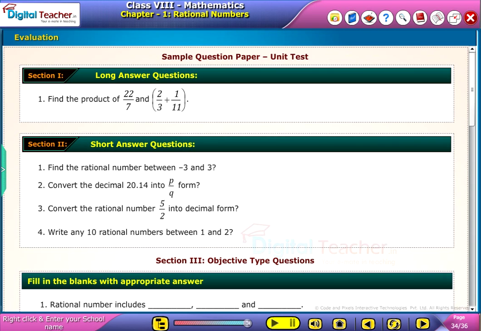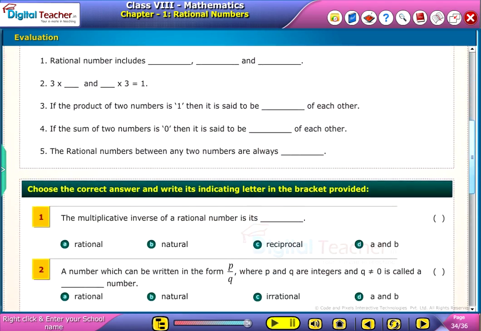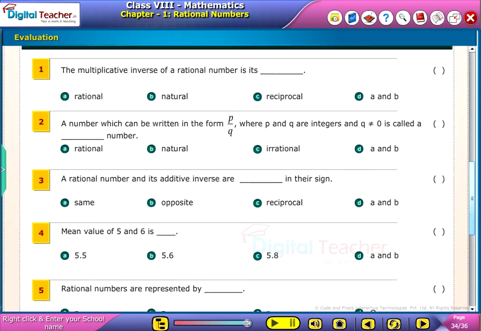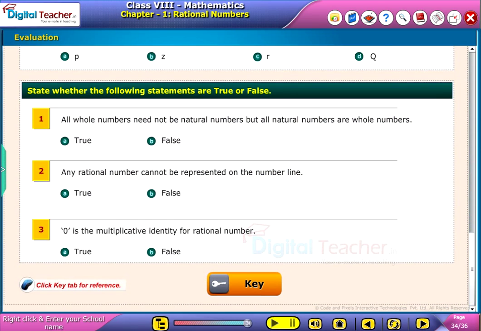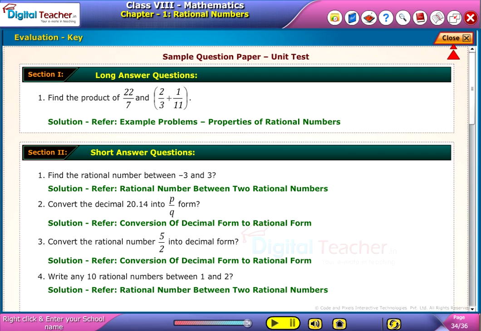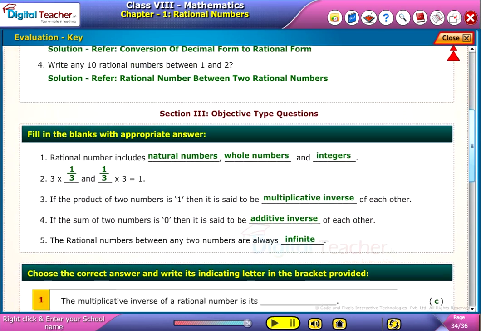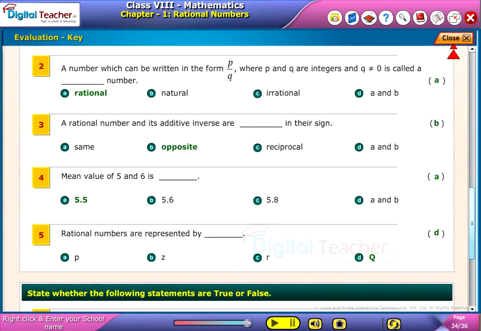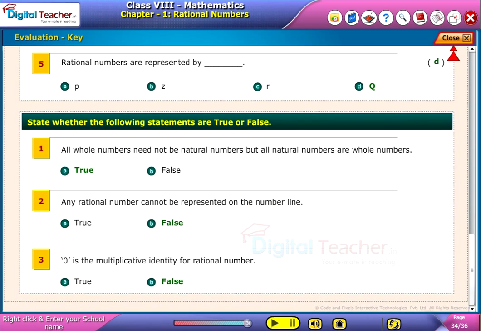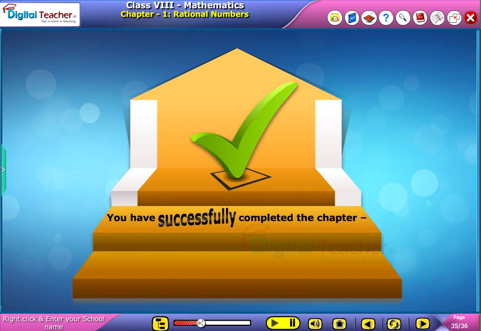Test your understanding of the chapter by taking the mock unit test. You have successfully completed the chapter Rational Numbers.